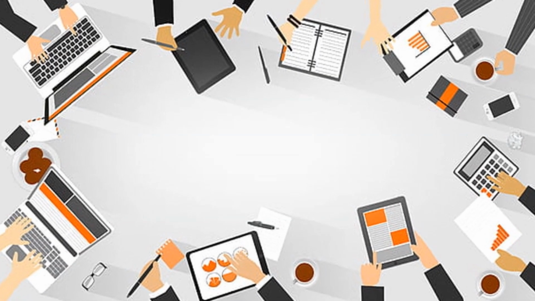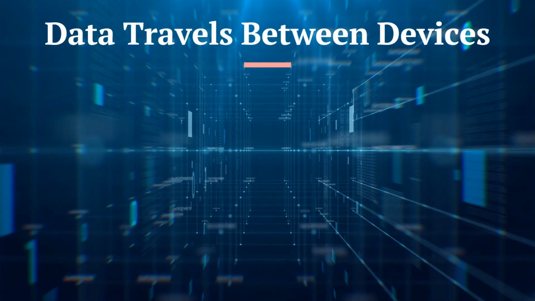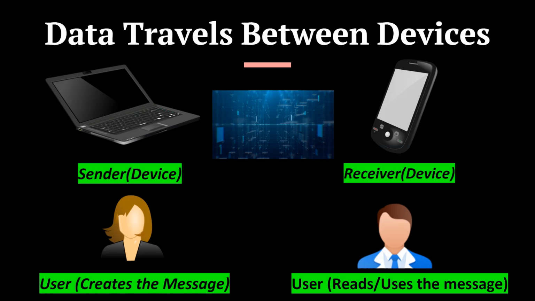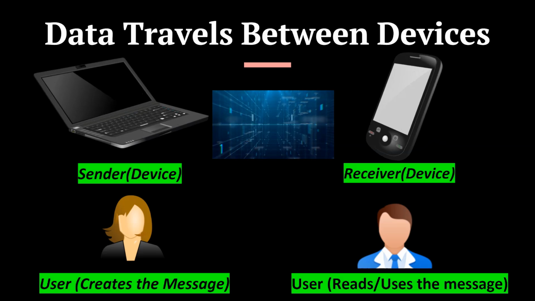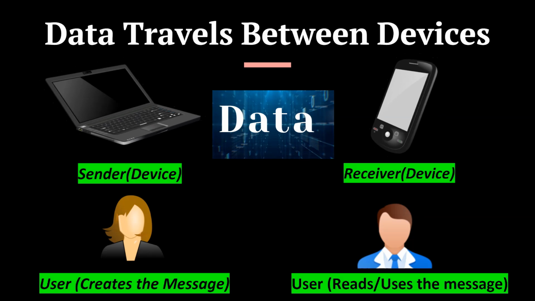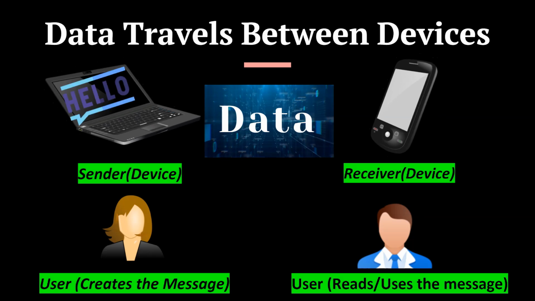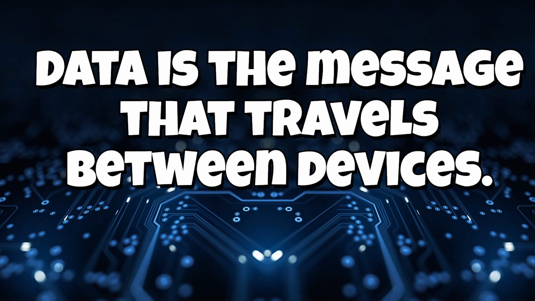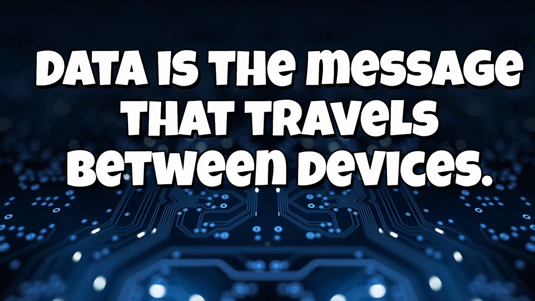In the digital world, data travels between devices. One device acts as the sender, the one sending the data, and another acts as the receiver, the one getting the data. As long as both devices understand the format of the message, it counts as data. So yes, when you send a hello message from your laptop to your friend's phone, that's data being sent from one device to another. Data is the message that travels between devices.